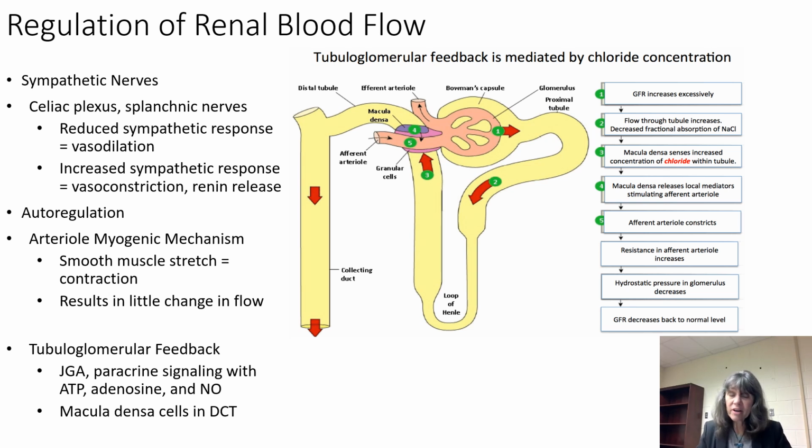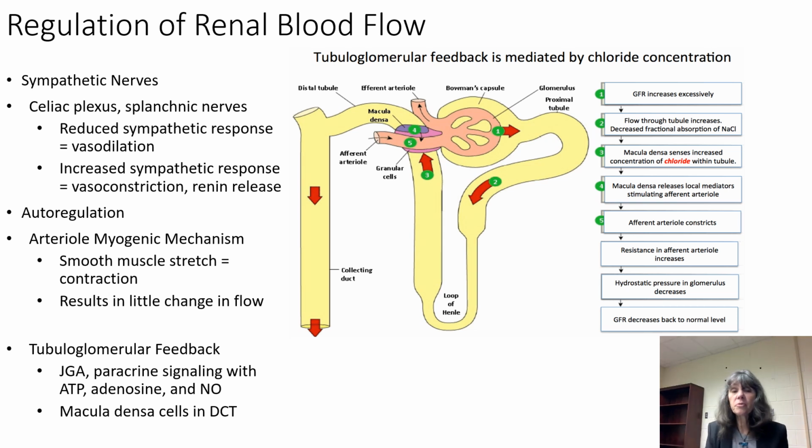Now, in terms of autoregulation, there are two different mechanisms for autoregulation. Remember that arterioles have smooth muscle around them, and so when there is a stretch in that smooth muscle, there's going to be a reflexive contraction. And so that reflexive contraction with a little bit of stretch is going to kind of regulate the flow of blood, but it actually results in very little change in terms of overall flow. It's just a very local kind of stretch contraction mechanism.